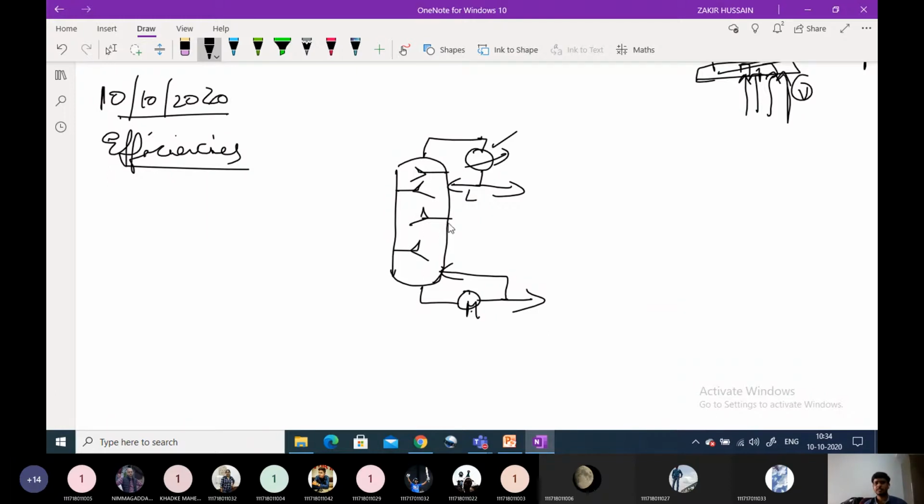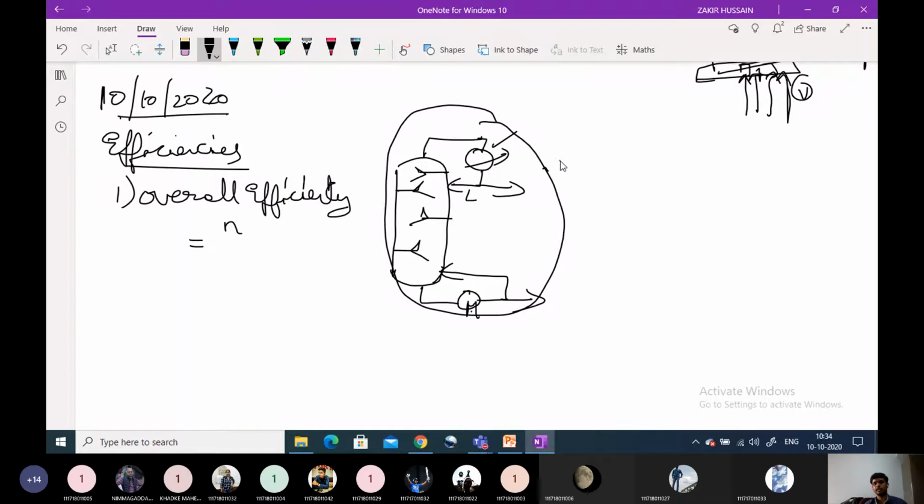So efficiencies are defined as three types. If the efficiency is defined throughout this column, then that efficiency is called overall efficiency. If n number of plates are there, this distillation column entirely contains n plates. So N theoretical or ideal or equilibrium plates, divided by N actual or N practical, that is, practically how many plates are used, into 100, is called overall efficiency.